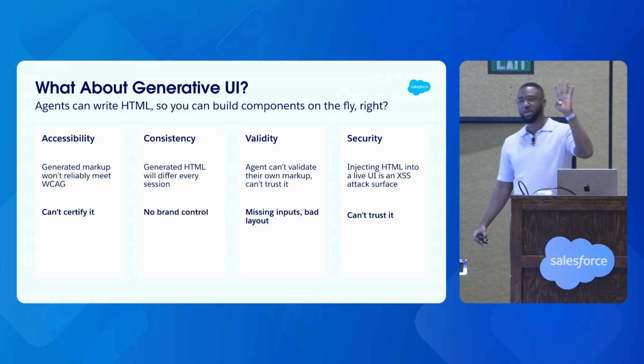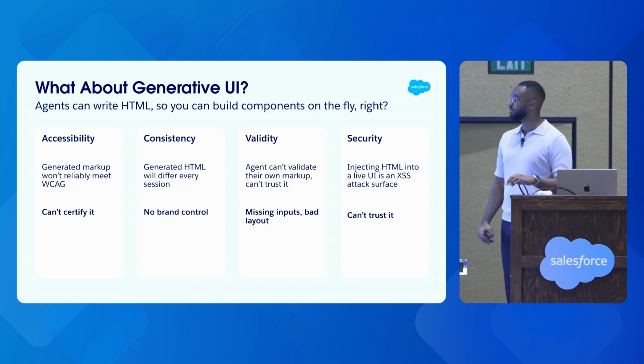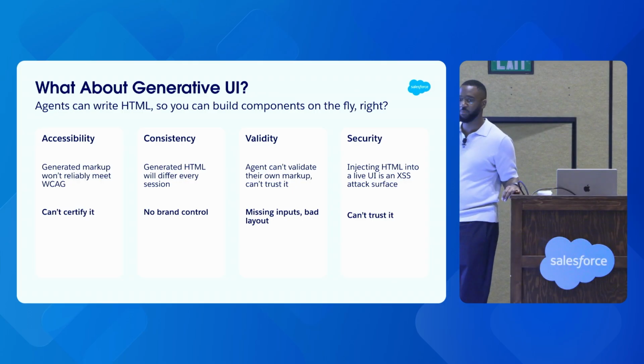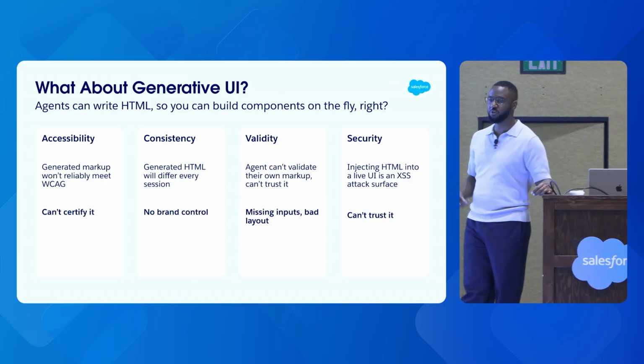Well, there are 4 big problems with this for the enterprise, OK? First is accessibility. If you're in a regulated industry, your apps need to be accessible, and you can't certify markup that's generated on the fly, so you don't know if it's accessible.